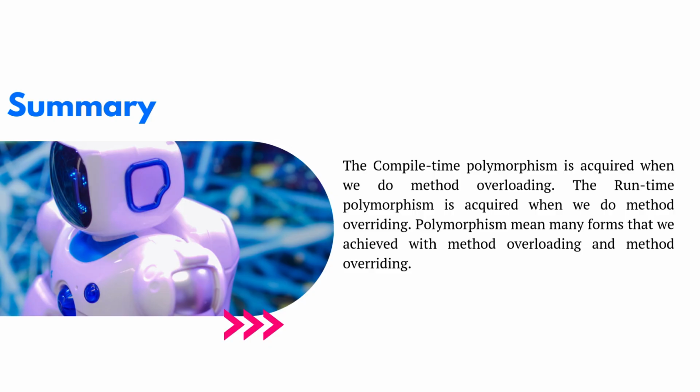Summary: compile-time polymorphism is acquired when we do method overloading. Runtime polymorphism is acquired when we do method overriding. Polymorphism means many forms that we achieve with method overloading and method overriding.